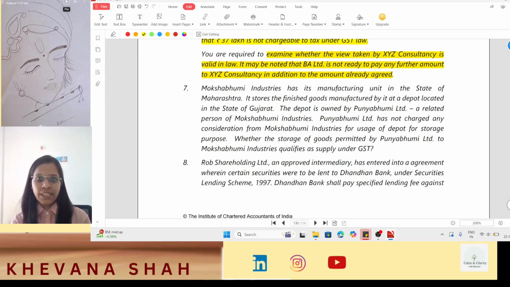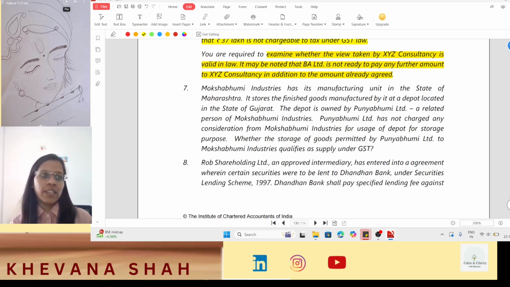Moksha Bhumi Industries has its manufacturing unit in the state of Maharashtra. It stores finished goods manufactured by it at a depot located in the state of Gujarat. So the manufacturing unit is in Maharashtra and the storage unit is in Gujarat. The depot is owned by Punya Bhumi Limited, a related person. Punya Bhumi Limited has not charged any consideration from Moksha Bhumi Industries for usage of the depot for storage purposes. Whether the storage of goods provided by Punya Bhumi to Moksha Bhumi qualifies as supply.